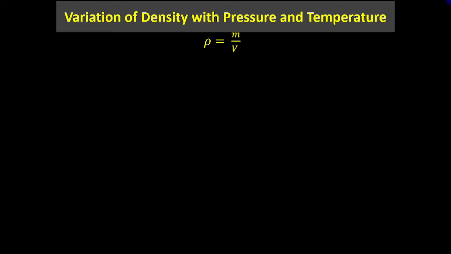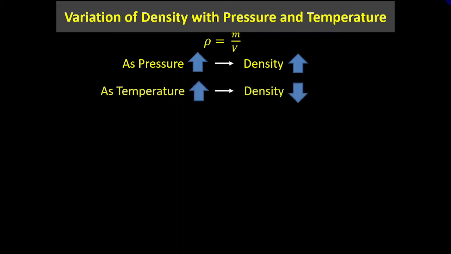Now let's see the variation of density with pressure and temperature. Although the variation of density with pressure and temperature is negligible, in some cases it is very important. As pressure increases, we know that volume decreases. As volume decreases, density goes on increasing. Now as temperature increases, volume increases. As volume increases, density goes on decreasing.